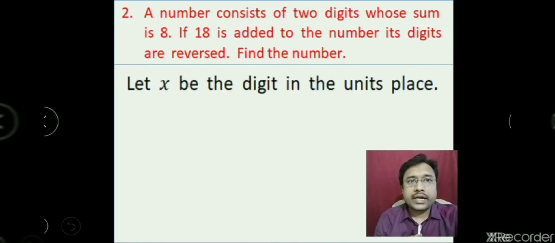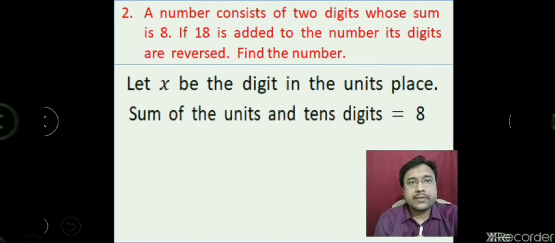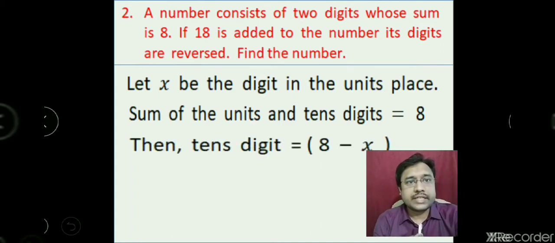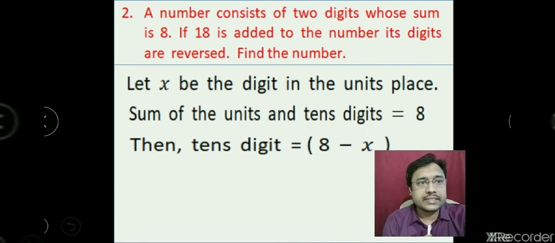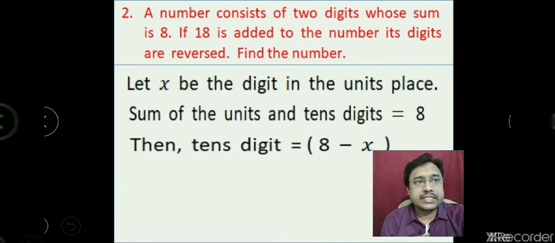So we can write that let x be the unit digit here. Then the sum of the unit digit and tens digit is 8. The sum of these two digits is 8 according to the question. Then we can say the tens digit is 8 minus x. Then you will get the tens digit is 8 minus x here.